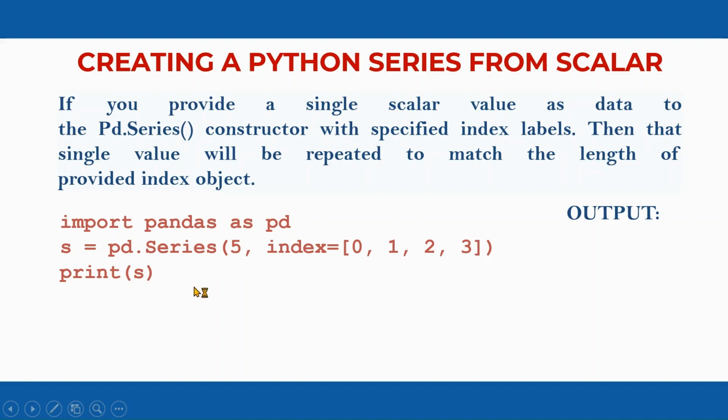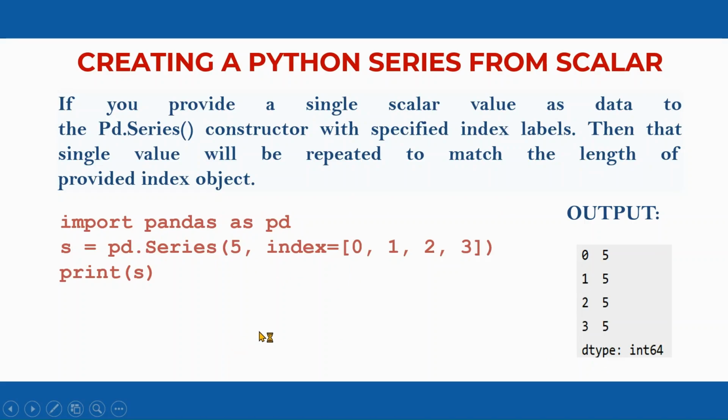You can see the output and understand. Can you see 5 is repeated 4 times, and the index numbers are 0, 1, 2 and 3. But only the value 5 has been repeated. Since 4 index values are there, it is repeated 4 times. And since 5 is an integer, the data type is integer. Okay.